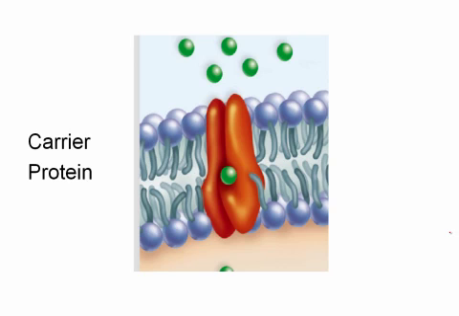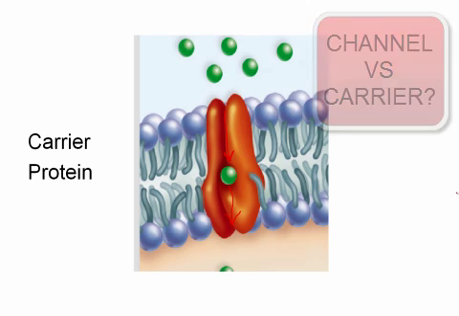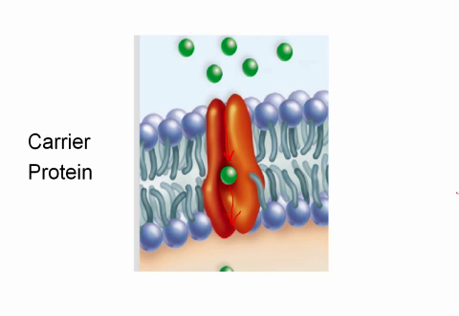There are some other integral membrane proteins that we call carrier proteins. These also allow a specific molecule or ion to pass from one side of the membrane to another. The difference between the carrier protein and the channel protein is this carrier protein actually goes through some conformation change. It actually grabs a molecule on one side and it changes shape and allows the molecule to cross the membrane.